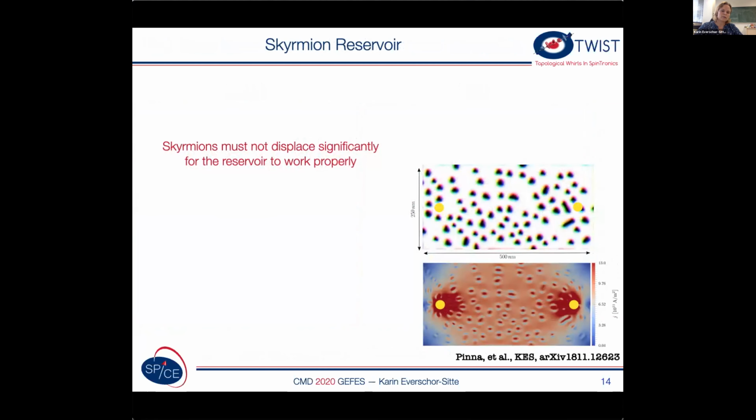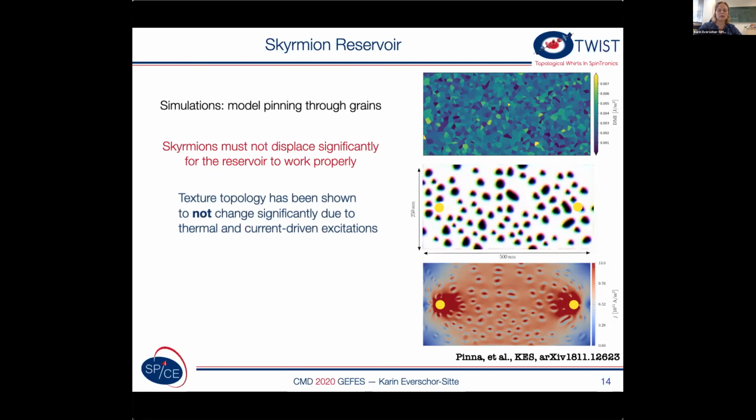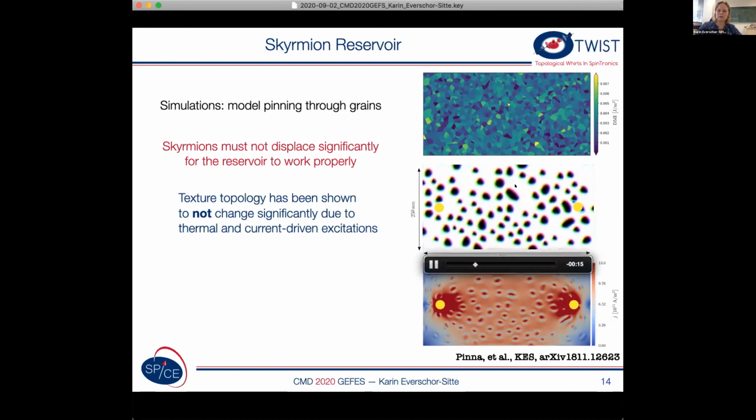So what are the requirements for the reservoir? One thing is that whenever we initiate the reservoir again, it should relax back to the same state. When we turn off the voltage, it should converge back to the initial state. So the skyrmions should not displace significantly for the reservoir to work properly. In experiments, of course, there's the idea to move skyrmions, but here we want to keep them fixed. The way we model it is through grains: we keep the skyrmions in place by grain pinning. The voltages that we apply are on such a scale that we get a wiggling of these skyrmions, so we use the excitations, but they are not overall moving.